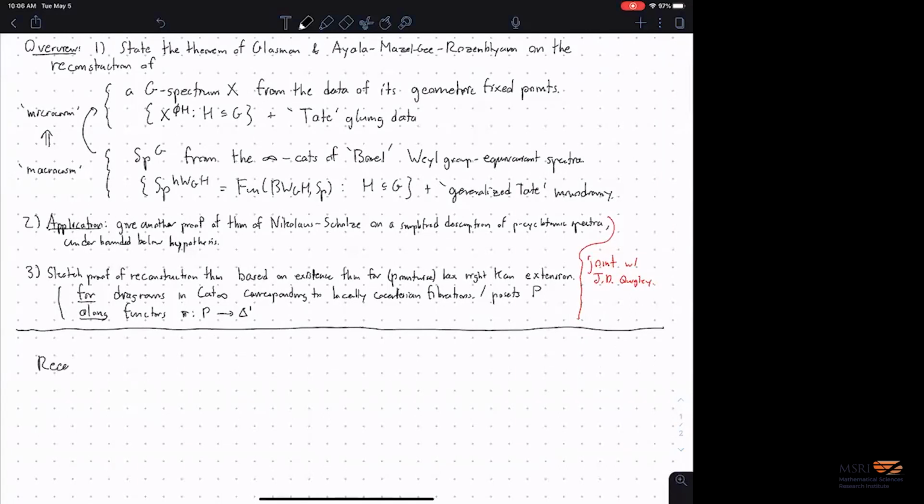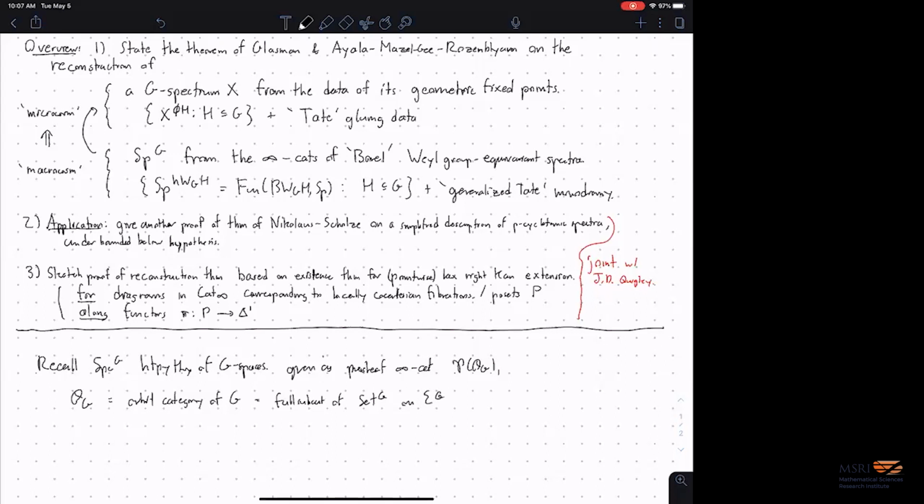So let's recall that we have SpG, the homotopy theory of G-spaces, that's given as a presheaf infinity category P of OG, where OG is the orbit category of G. That is the full subcategory of G-sets on G-sets of the form G mod H, where H ranges over the subgroups of G. So this is Elmendorf's theorem.